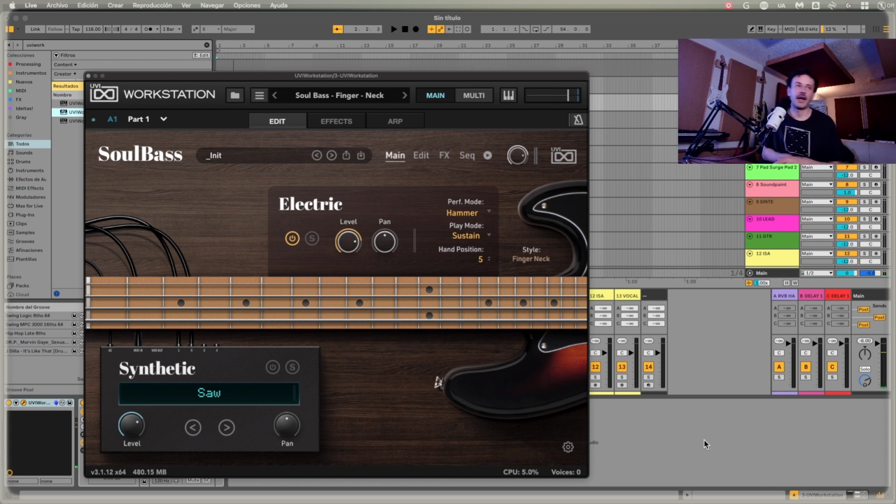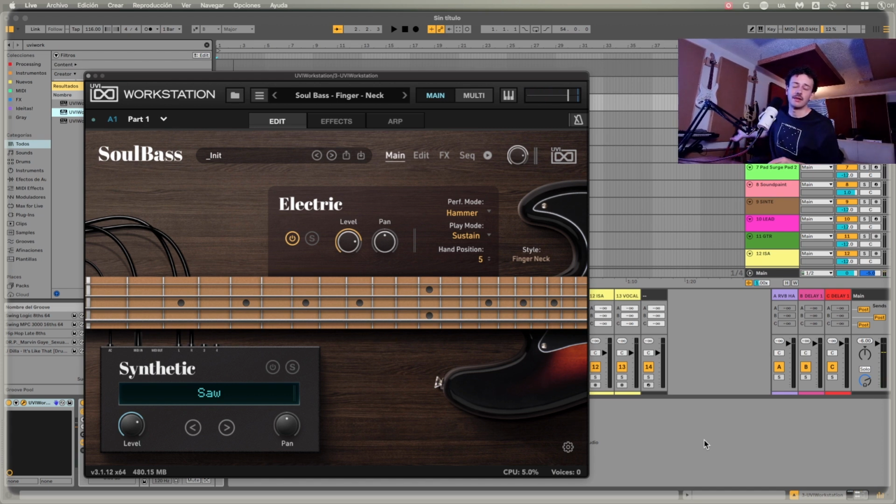Something like that. I know I have my bass right there, but this is just a plugin and it helps me demonstrate the example really fast.